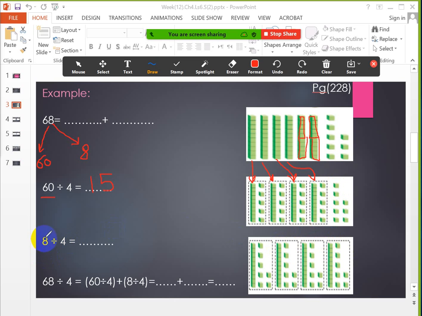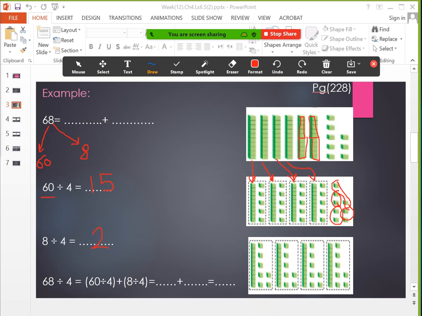So I think I can find this by using my mind. 8 divided by 4 equals what? Equals 2. Very good. So each group will take 2, 2, also 2, and this is the last 2. Okay? So each one will take 2 in those groups.